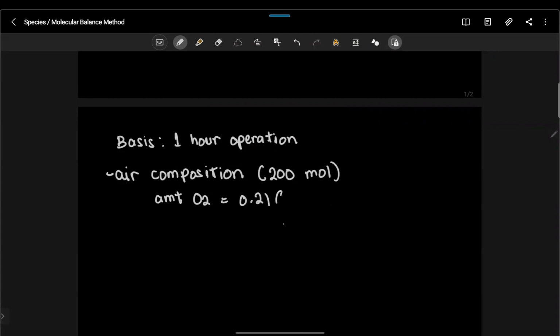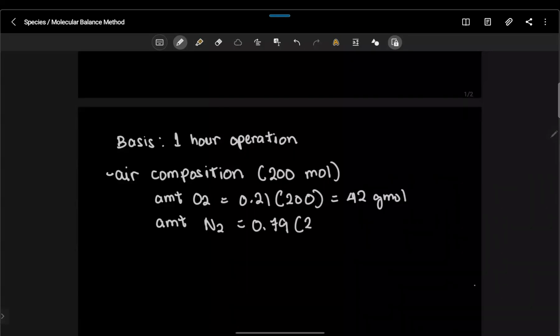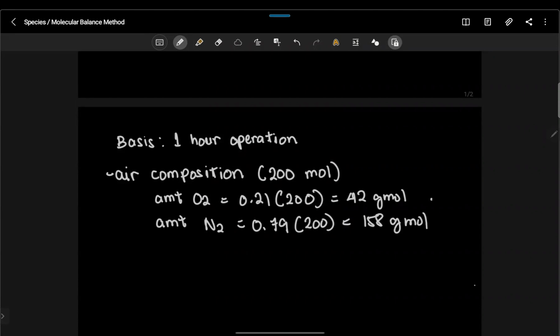So alam natin na 21% yung composition ni oxygen dun sa air, so that will become 42 moles or gram mole. Pareho lang yan. And then si amount naman ni nitrogen is just the difference, right? 200 minus 42, or you can actually compute it using this factor, 79% of 200. So that will become 158 moles. Okay? So alam na natin agad yung composition ni air na pinasok dun sa ating fermentor. Okay?